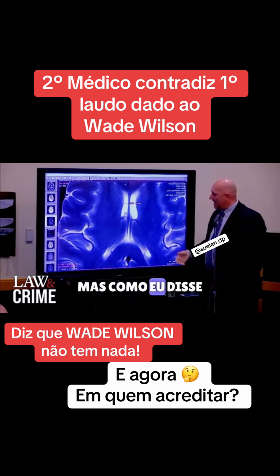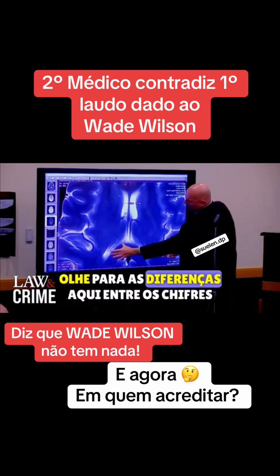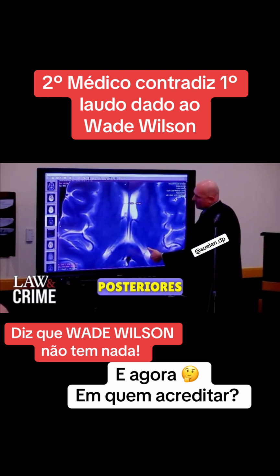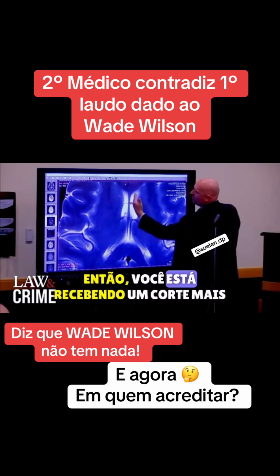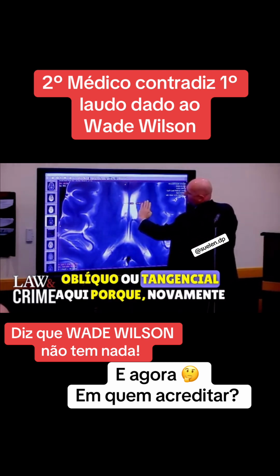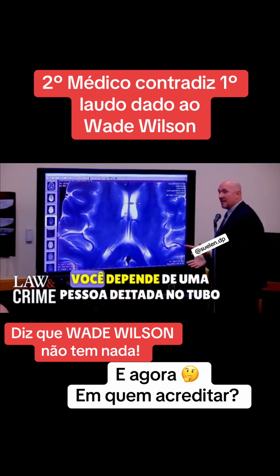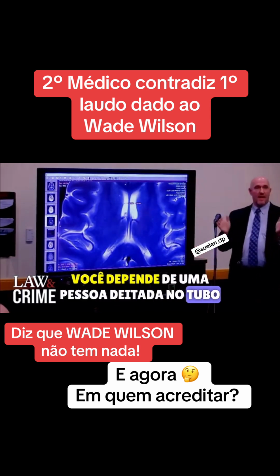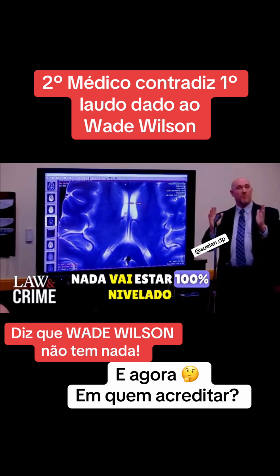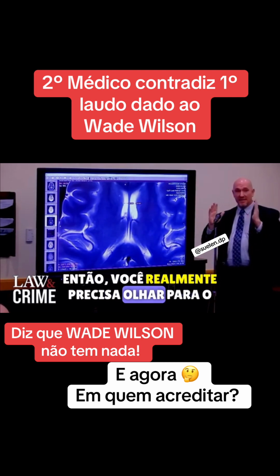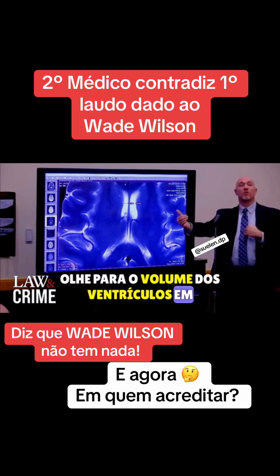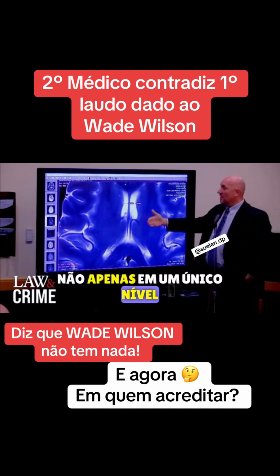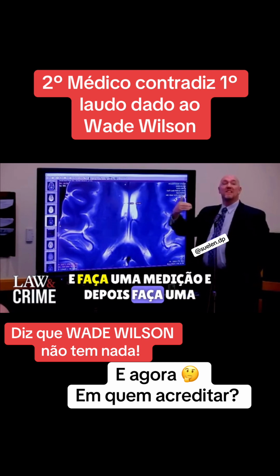But like I said, look at the differences here between the posterior horns. It shows you that this is not on the same level, so it's slightly off. So you're getting more of an oblique or tangential cut through here, because again, you're dependent upon a person laying in the MRI tube. Nothing is going to be 100% level. So you really have to look at the entirety of the volume of the ventricle. So look at the volume of the ventricles at multiple levels, not just a single level, and take a measurement and then make an assessment of that.